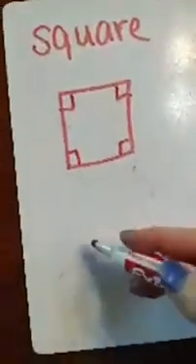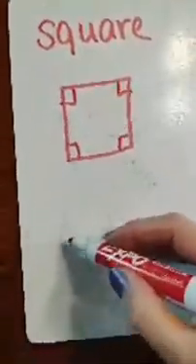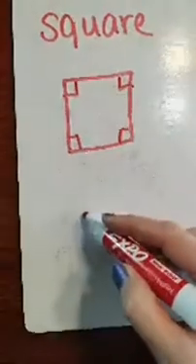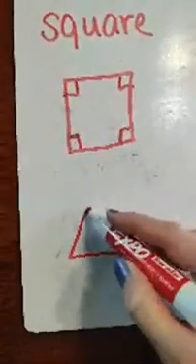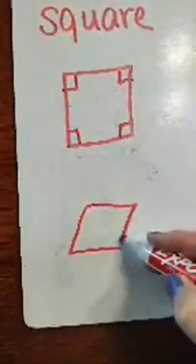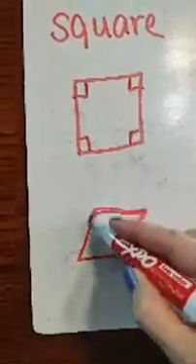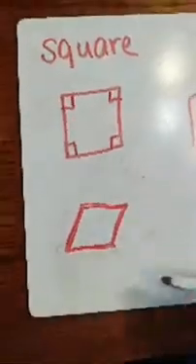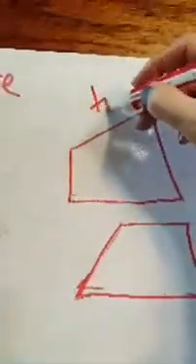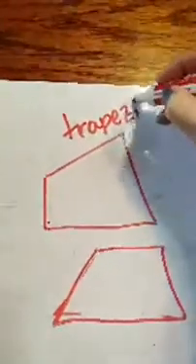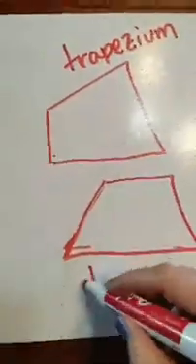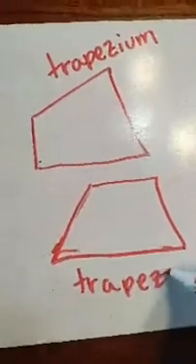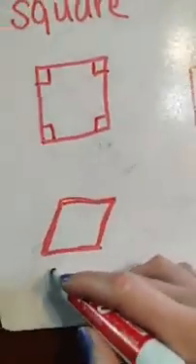A rhombus is similar to a parallelogram and a square. It's similar to a square because it has 4 equal sides, but it's similar to a parallelogram because those 4 equal sides are also parallel. So it's like a slanted square. So this is a rhombus. All right, so we had trapezium, which we don't use as often, trapezoid, and rhombus.